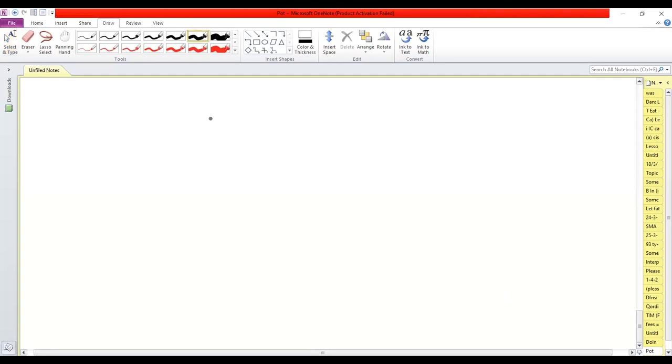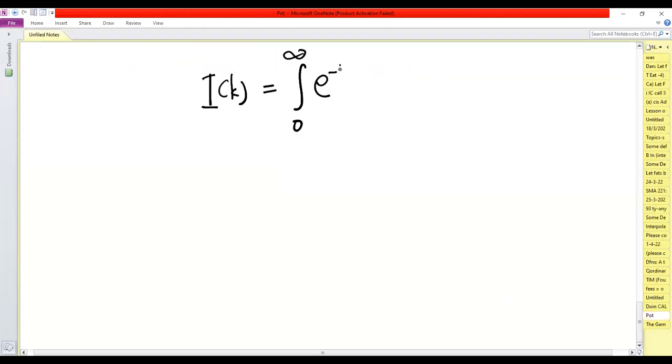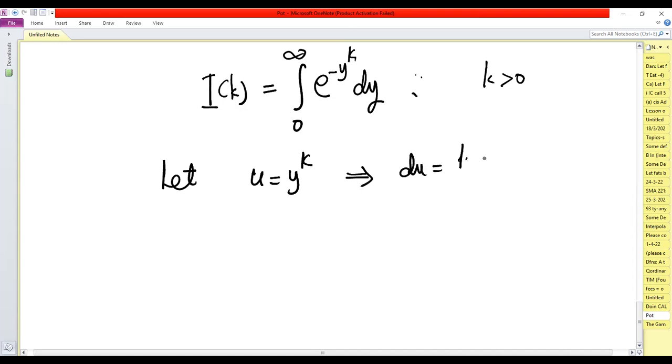So the first part of the equation, you have the integral in terms of k, from 0 to infinity, of e raised to the power minus y to the power k, dy, for any positive value of k. Now, by definition, we'll do some transformation to this integral in order to be able to evaluate within the limits 0 to infinity. So let us say u is given by y raised to the power k. Remember, k is a constant, which means that du is given by k y raised to the power k minus 1 dy.